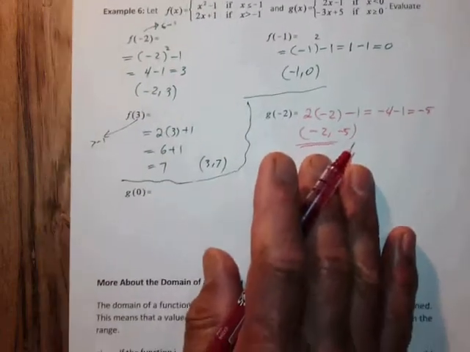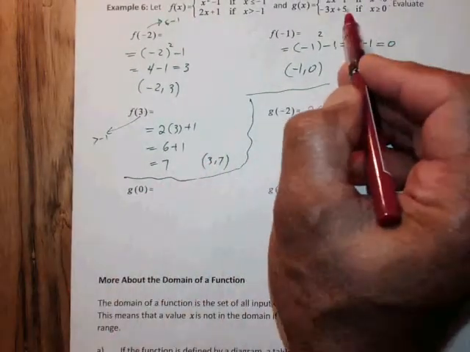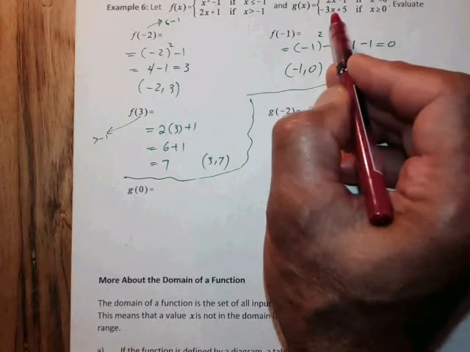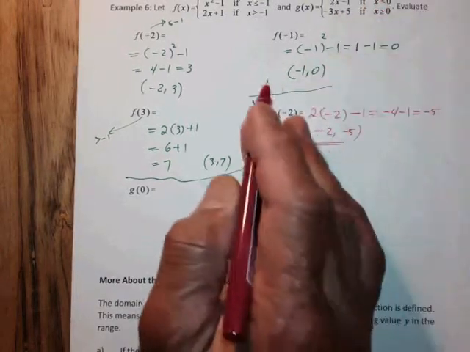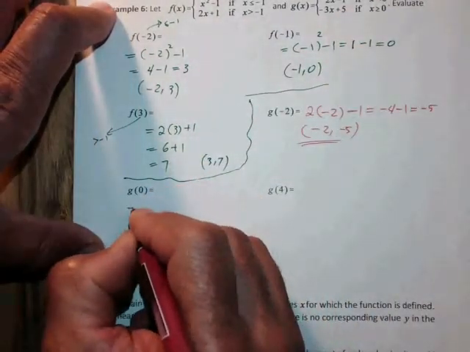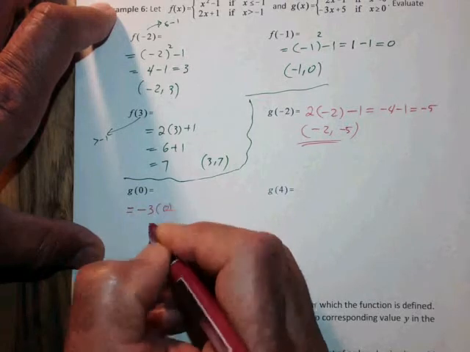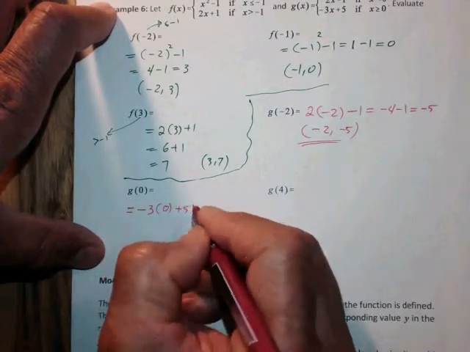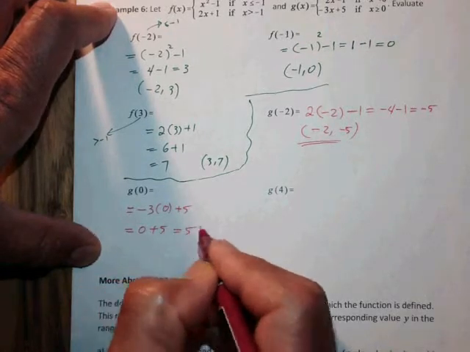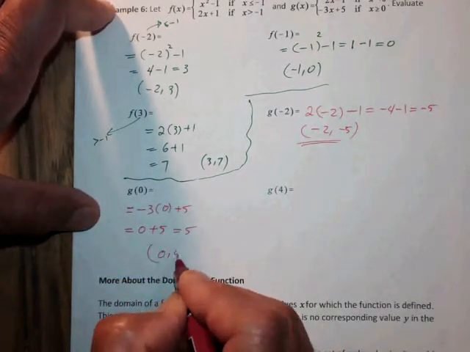g of 0. You see, 0 is included here, bigger than or equal to 0. You have to use this formula. So I have to use the second one. This is equal to -3 times 0 plus 5, and you get 0 plus 5, you get 5. So you have 0 and 5.